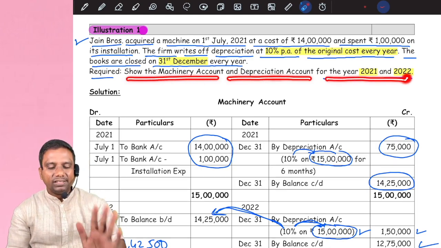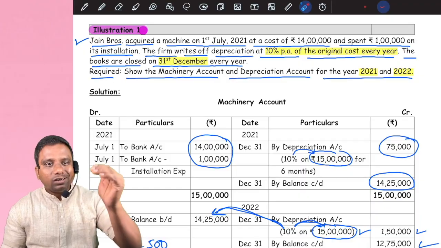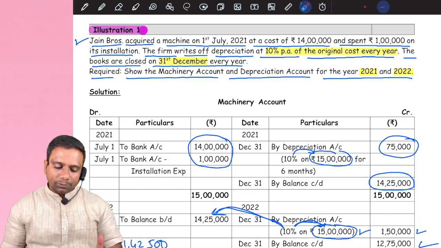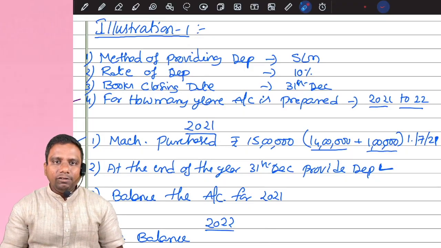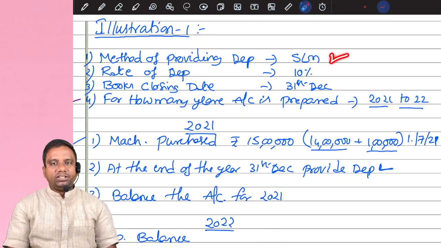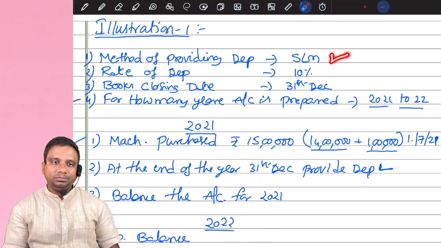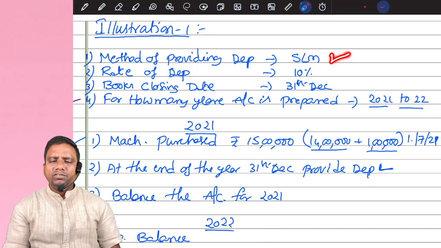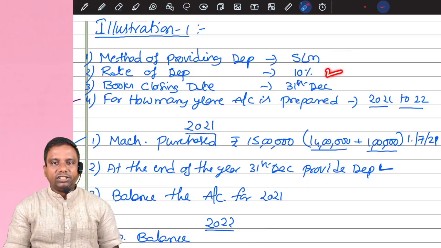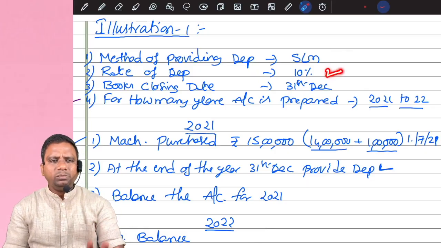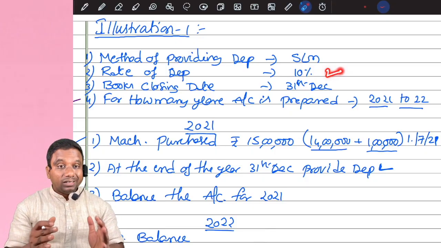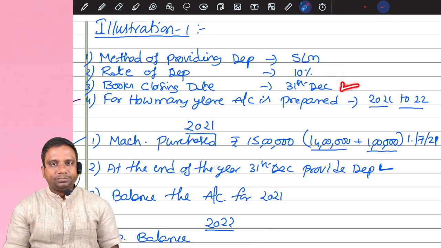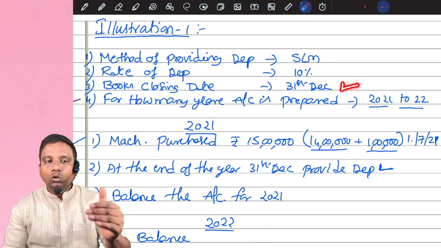Two years. From this information, what are the various points we have to note? Observe here. First and foremost, identify the method of depreciation. In this problem, SLM. In the remaining problems, it may be WDV or any other method. Second, what is the rate of depreciation? 10% in this problem. In the next problems, in examination problems, whatever it may be. Next, the books closing date. On which date are we going to close the books of accounts?